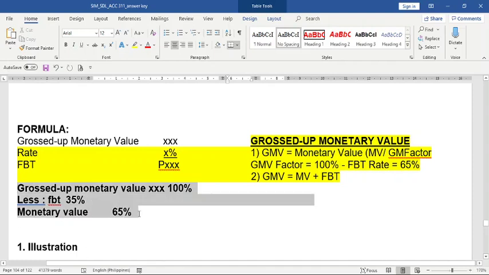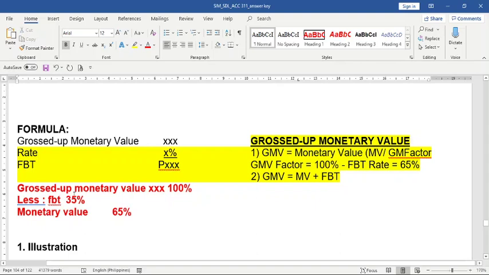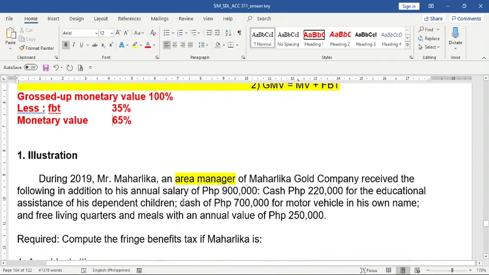And the monetary value is what is received by the employees, the supervisory or managerial employees. The gross up monetary value is the monetary value divided by 100% less the FBT rate. The monetary value is what the employees receive. So, let's go to our illustration.